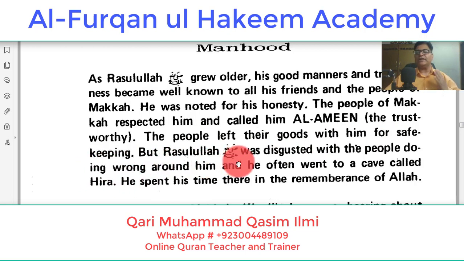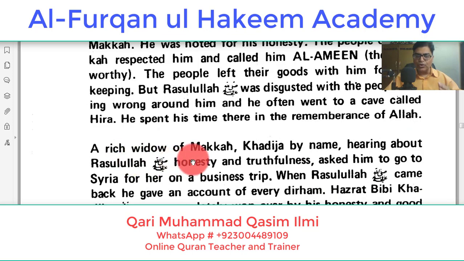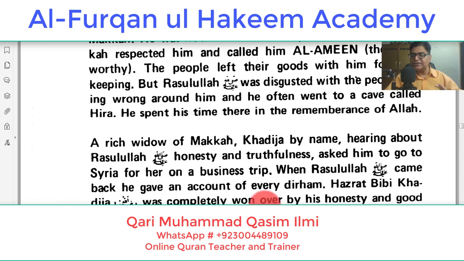But Rasulullah sallallahu alaihi wasallam was disgusted with the people doing wrong around him, and he often went to a cave called Hira. He spent his time there in the remembrance of Allah. A rich widow of Makkah, Hazrat Khutija radiallahu ta'ala anha by name, hearing about his honesty and truthfulness, asked him to go to Syria for her on a business trip. When Rasulullah sallallahu alaihi wasallam came back, he gave an account of every dirham. Hazrat Bibi Khutija radiallahu ta'ala anha was completely won over by his honesty and good manners.